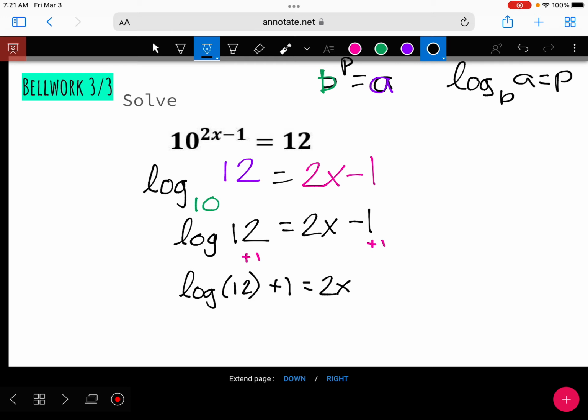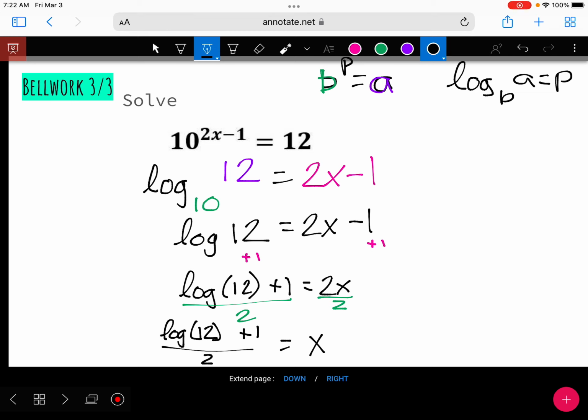Now what do I do to get x by itself? How do I get x by itself down here? Now we're going to divide by 2. So our x is log of 12 plus 1 divided by 2. And that is our most accurate answer.